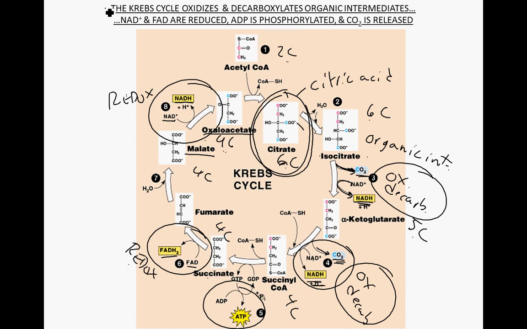Let's go look at the title now. This may make sense. The Krebs cycle oxidizes and decarboxylates organic intermediates. NAD+ and FAD are reduced, ADP is phosphorylated, and CO2 is released. Every acetyl coenzyme A that comes in here, this spins around one time.